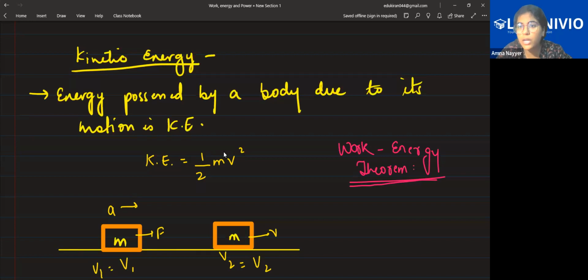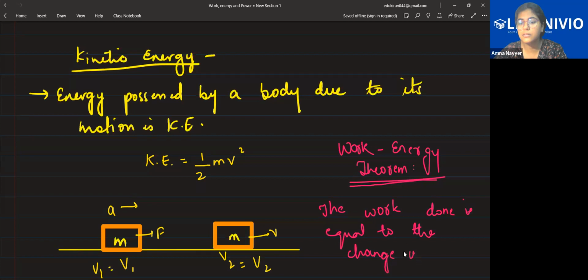So what is the work energy theorem? The work energy theorem is basically that the work done is equal to the change in kinetic energy. This is the definition of the work energy theorem. So this says that the work done is equal to the change in kinetic energy.